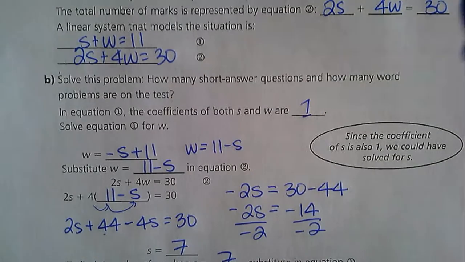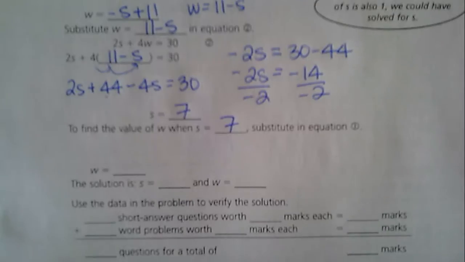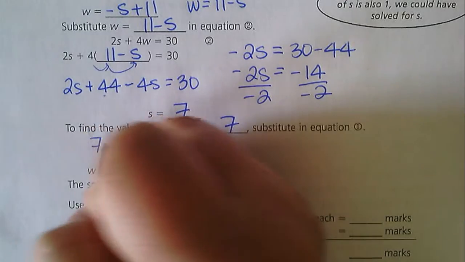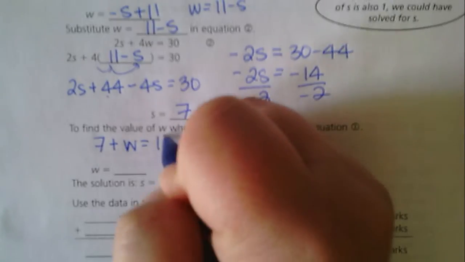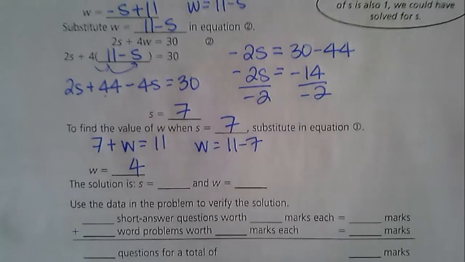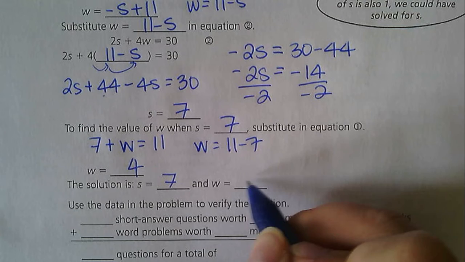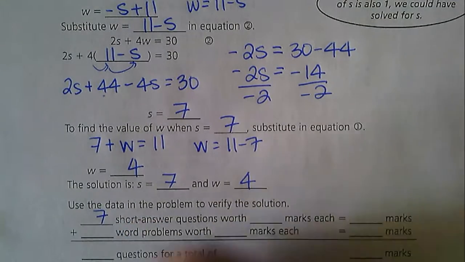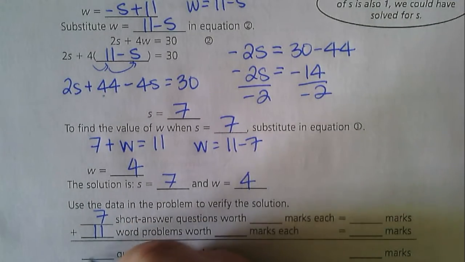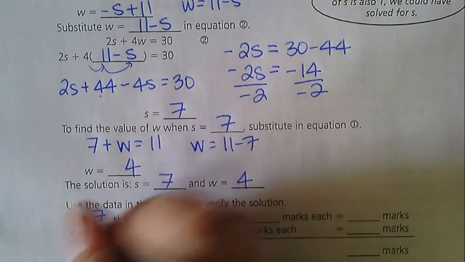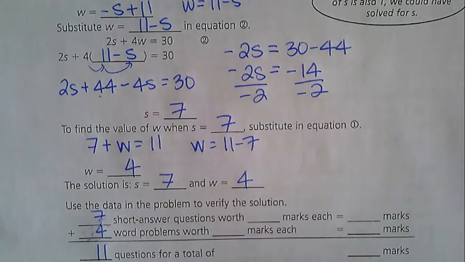Now that we know that S equals 7, we're going to substitute that into equation 1 to find the value of W. So that means 7 plus W equals 11. W equals 11 minus 7. W equals 4. So our values are S equals 7, W equals 4. Let's see if that works with the word problem we had. If we have 7 and 4, that equals 11.